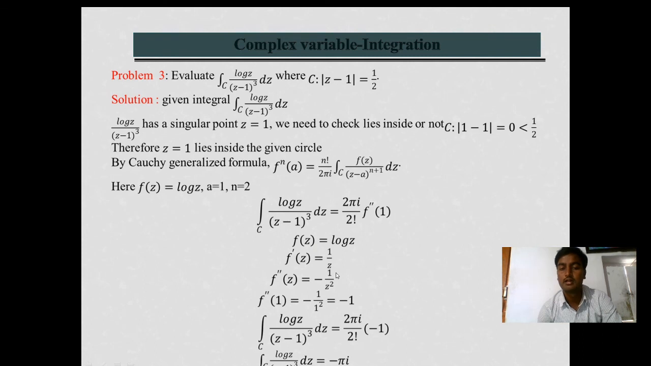Again you differentiate. We know d by dz of z power n is n into z power n minus 1, that formula I used here, giving minus 1 by z square. Then you need f double dash of 1, which is minus 1 by 1 square, equal to minus 1. So integral over c of log z by (z minus 1) whole power 3 dz is equal to 2 pi i by 2 factorial into minus 1. After simplifying, we get the answer minus pi i, right?